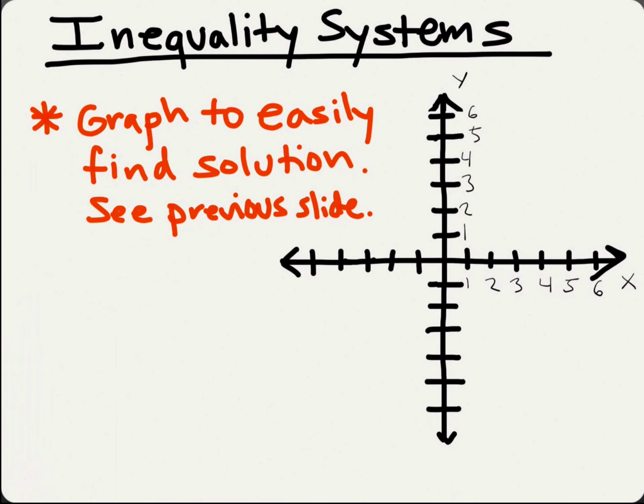And this is our last slide: inequality systems, which is exactly what I talked about. The easiest way to solve inequality systems is to graph. And then whatever is shaded in will be your solution. If you want to find out more information about that, go back in the video and watch what I did on the previous slide.